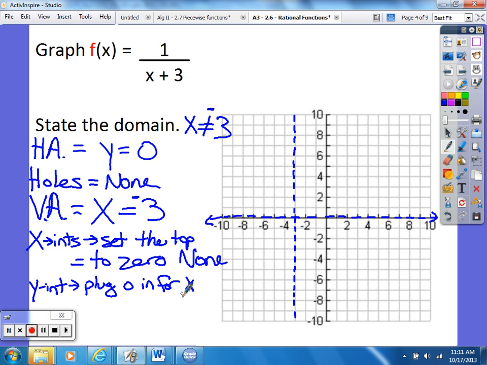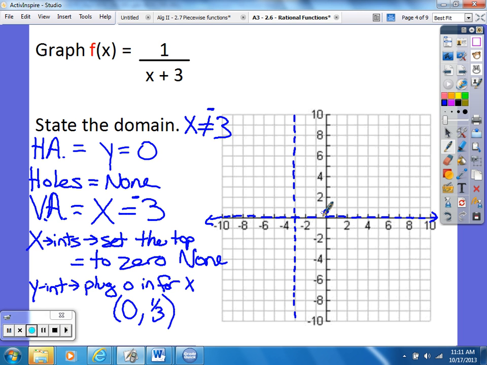Well, it's not 3. It's 1/3, right? So I get 0, 1/3. I plug it into the entire function, not just the bottom, but the entire thing. When I'm plugging it in, I'm plugging it into the entire function. Well, now I get to graph that point. 0, 1/3, that's about right there.